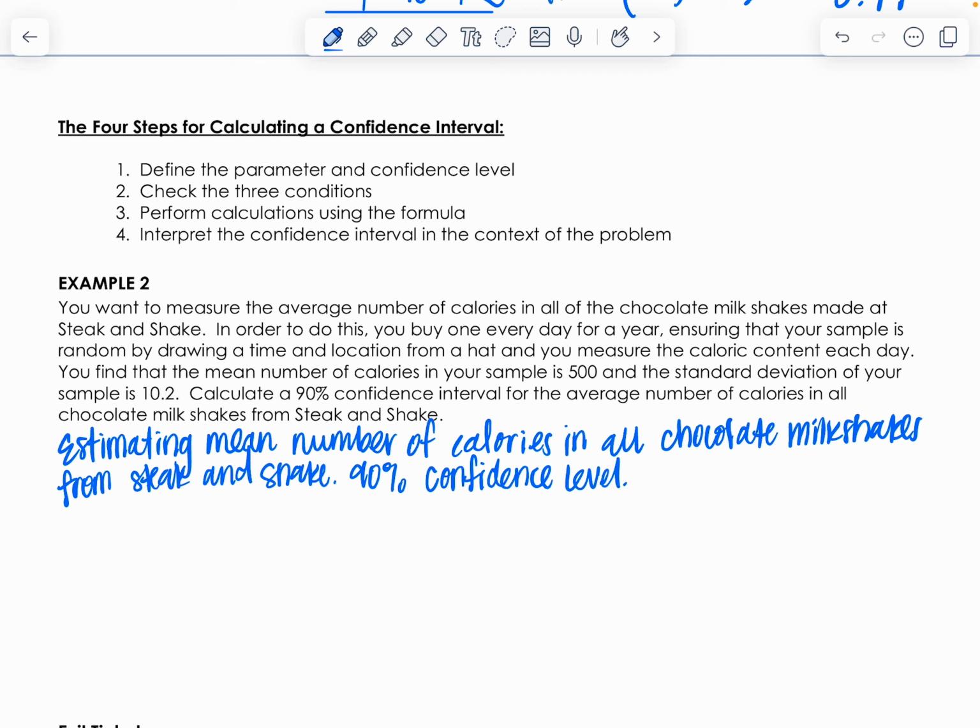Okay, now we check off our conditions. Random: it says you ensured random by drawing a time and location from a hat. So yes, it's random. Independent: well, remember, for independence we need our sample size. In this case, 365 days in a year. That's definitely less than 10% of all milkshakes.